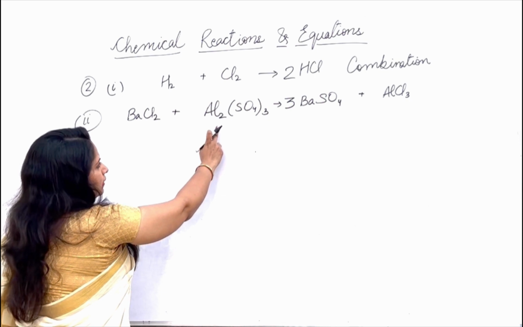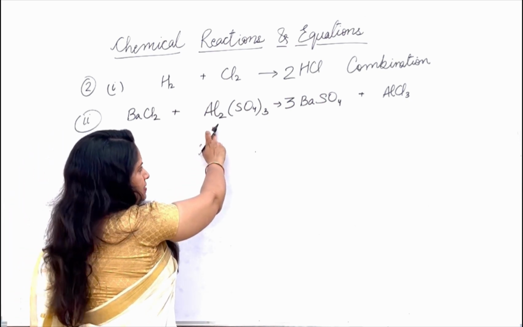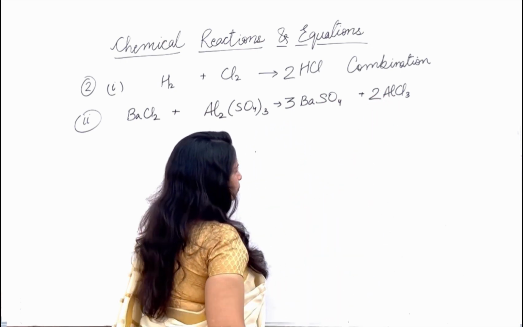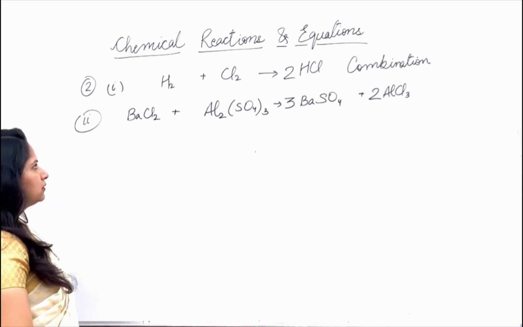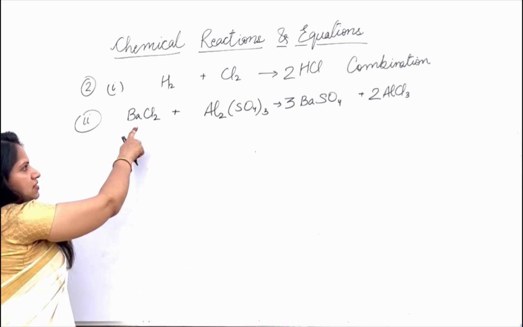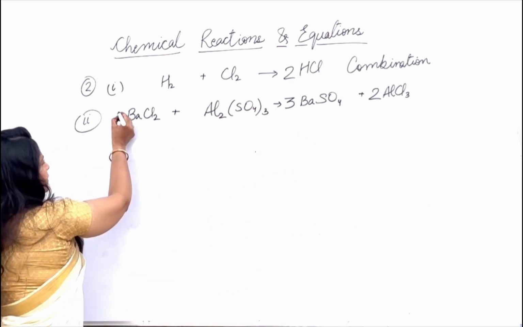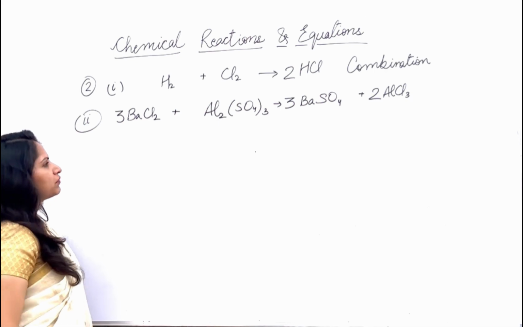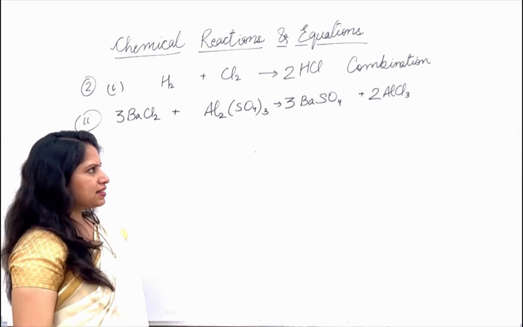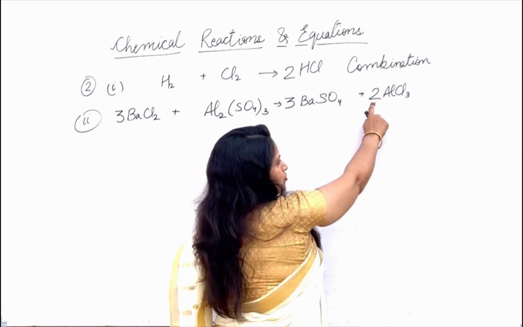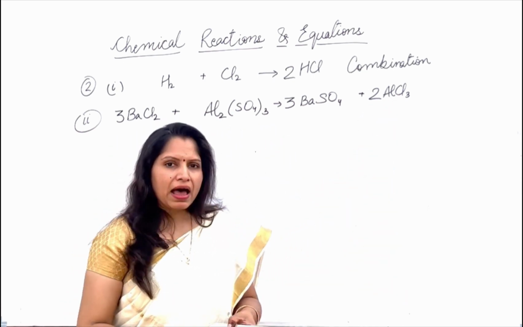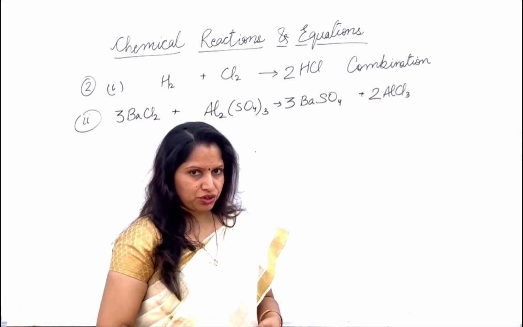Now, if we talk about aluminium, this side it's 2 aluminium atoms, here it's just 1, so I'll make it 2. Now, comparing barium, this side it's 3, this side is just 1, so let's make it 3 here as well. Now, consider chlorine atoms: 3 times 2 is 6 this side, and on the right hand side also 2 times 3, that is 6 that side also. Okay, so that is the balanced chemical equation for this.